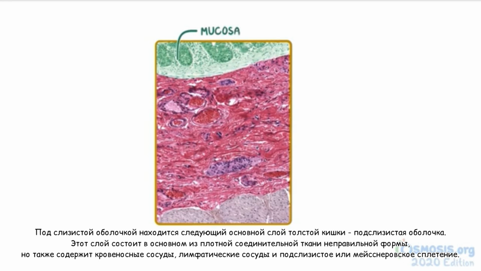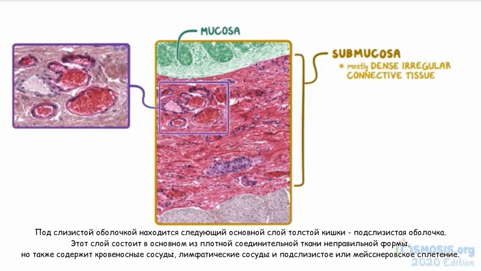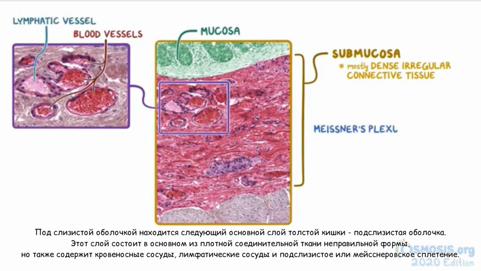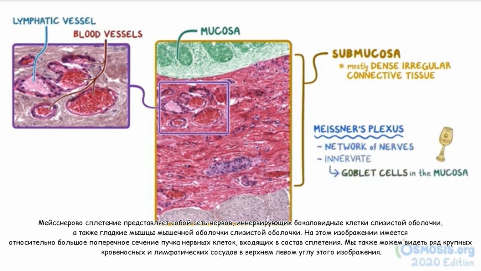Beneath the mucosa is the next major layer of the colon, the submucosa. This layer consists mostly of dense, irregular connective tissue, but also contains blood vessels, lymphatic vessels, and the submucosal or Meissner's plexus. Meissner's plexus is a network of nerves that innervate the goblet cells in the mucosa as well as the smooth muscle of the muscularis mucosa.